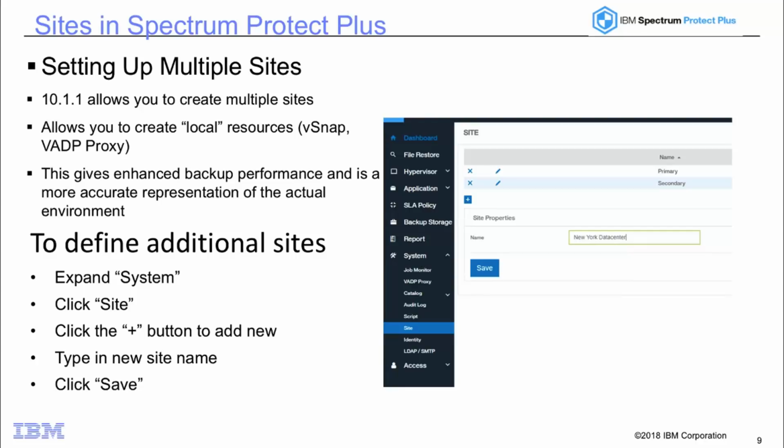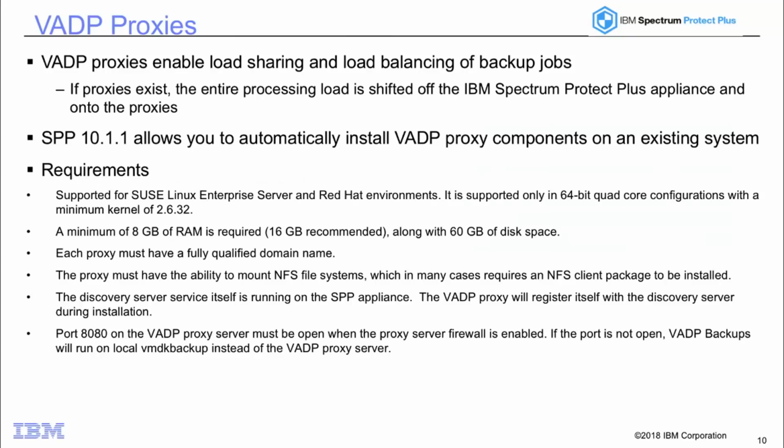It's really pretty easy to set up the sites. You just go to System, Site, you click the plus button, and you type in a new site name, and you click Save. And then you have a new site where you can define vSnaps or VADP data movers, etc.